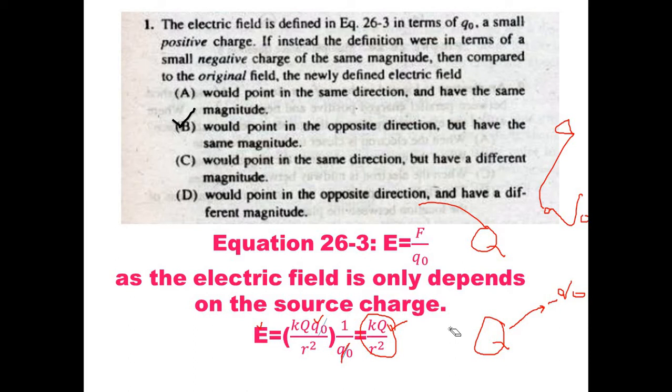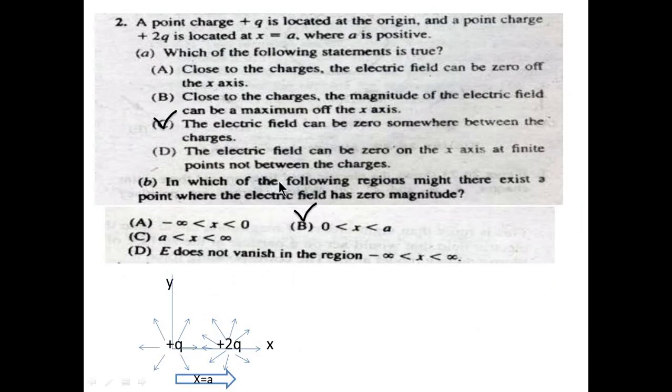Now let's move to the next question. A point charge plus Q is located at the origin. Here you can see that plus Q is located at the origin, this is the x-axis, this is the y-axis. Another point charge plus 2Q is located at x equals a distance. So this is the origin, and at some distance x equals a, there is another charge plus 2Q. Which of the following statements could be true?